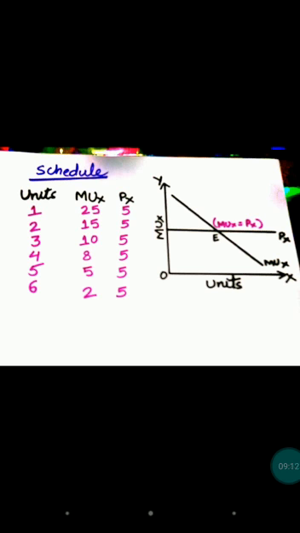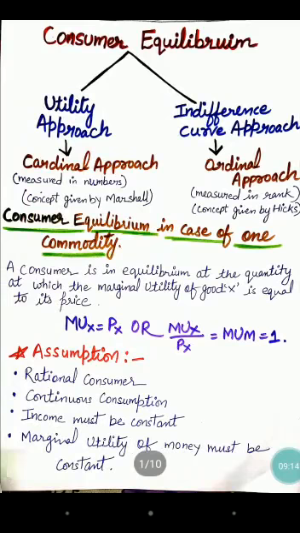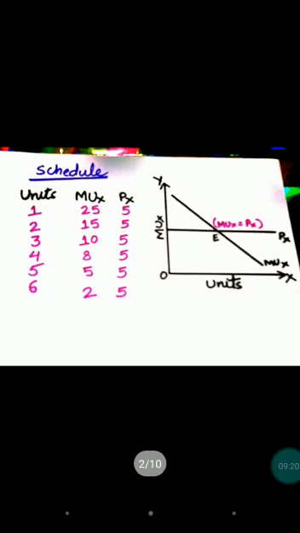Earlier we discussed that the consumer gets equilibrium where MUX is equal to price, meaning satisfaction equals price. Here, when we consume unit 5, we get satisfaction of 5 utils and we are paying 5 rupees. So at unit 5 the consumer reaches equilibrium.